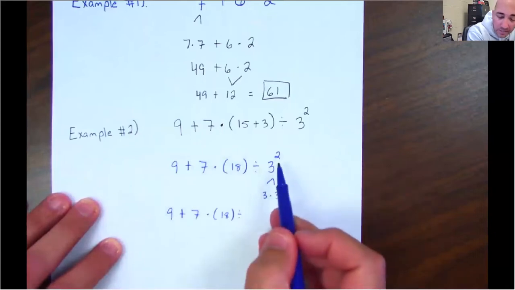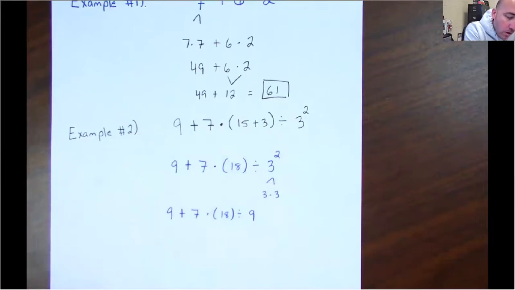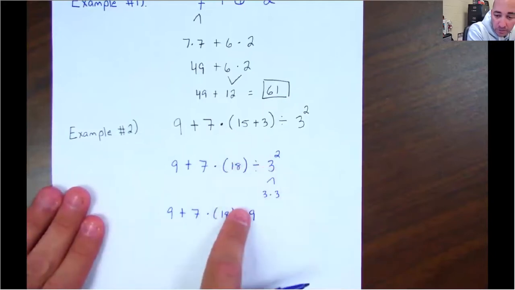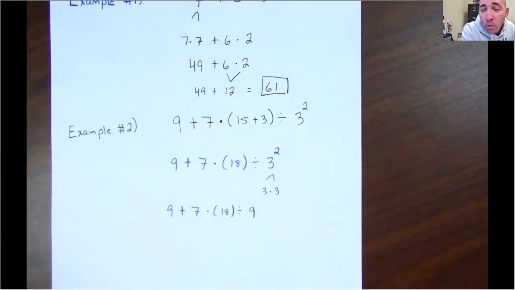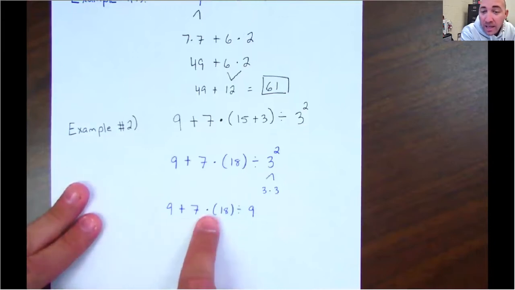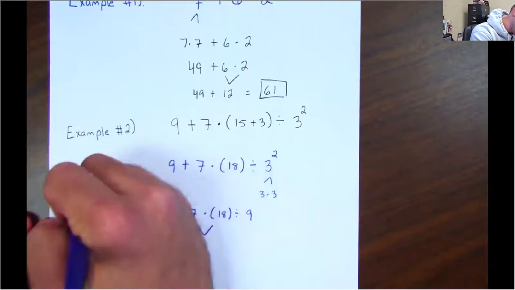Three times 3, or 3 squared, is the same as 9. All right, next one. We've done our parentheses. We've already done that. We've done our exponents. Now it's multiply or divide, whichever comes first from left to right. So from left to right, I see an addition. I see a multiply first. You're going to say, well, here's the divide. Which came first from left to right? The multiply. So we have to multiply 7 times 18.